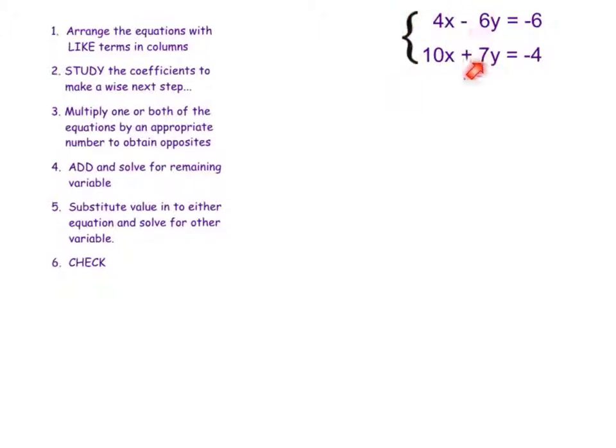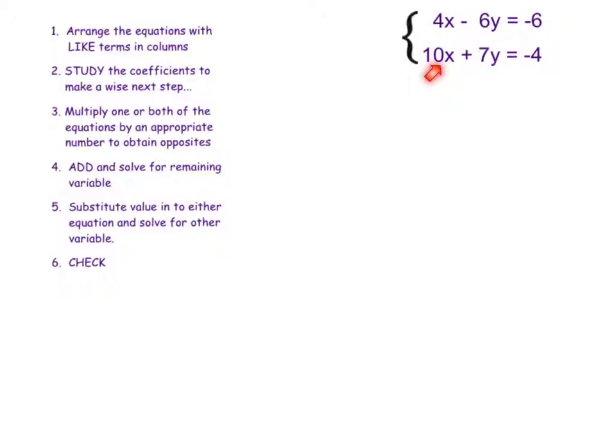And then 6 and 7, they're at least opposite signs, but again, we would have to multiply both numbers by something to make them opposites. In this case, we'd have to multiply the negative 6 by 7 and the 7 by 6. So I think that's the one I'm going to do. If you chose to do the 4 and the 10, you should come out with the same thing. And you might want to try it just to see if you come out with the same answer.